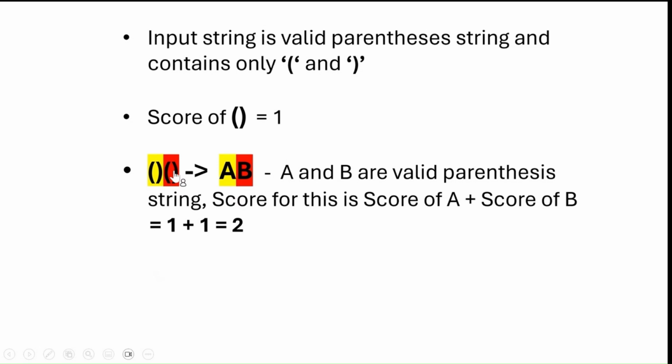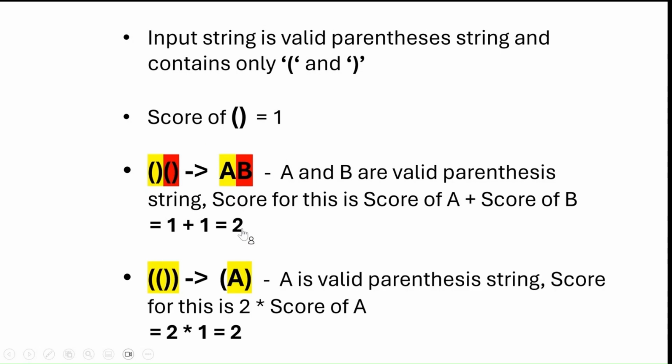The second rule is the score for a string like this, which is a combination of two valid parenthesis strings A and B. The score for this overall string will be score of A, which is 1 based on rule 1, and score for B is also 1. So it will be 1 plus 1 equal to 2. And the third rule is if there is a string inside a pair of parentheses, then the score gets doubled. So the score for this overall string will be the score of the inner string, or let's say A here, multiplied by 2. So 2 into 1 equal to 2.